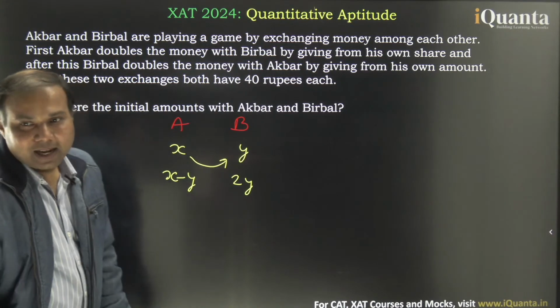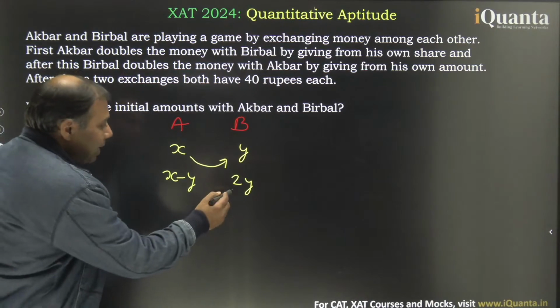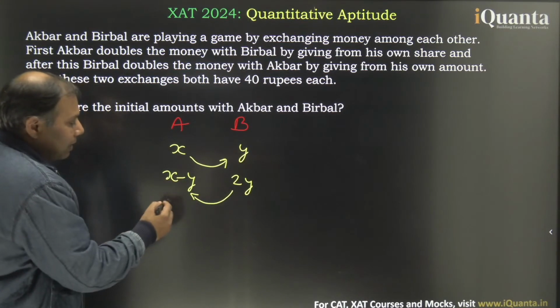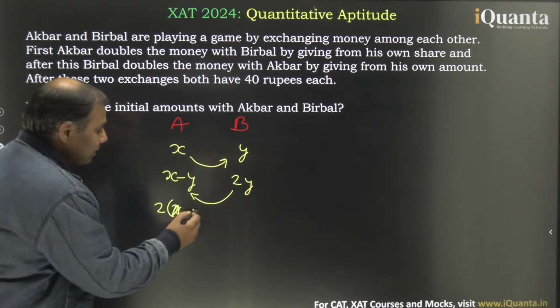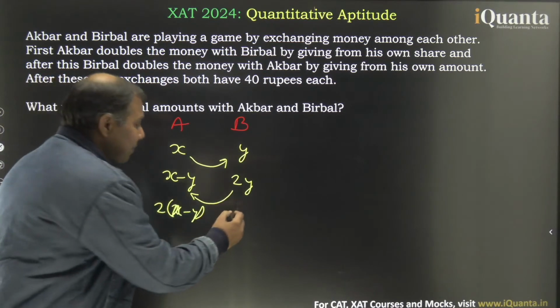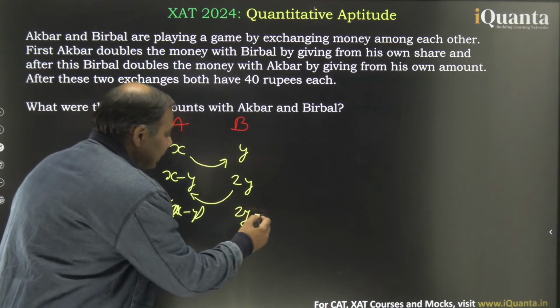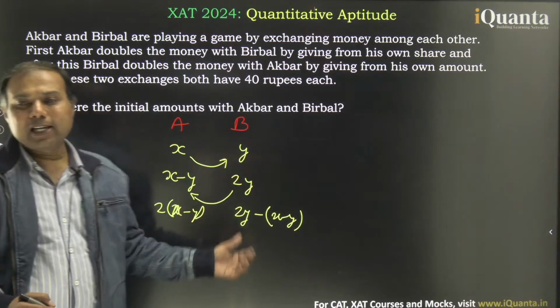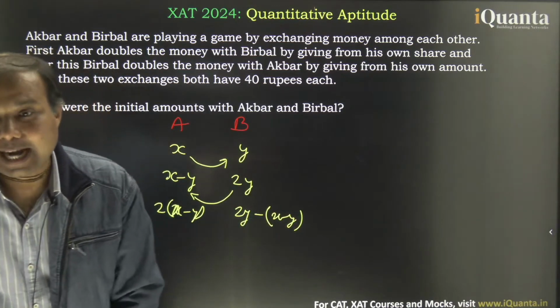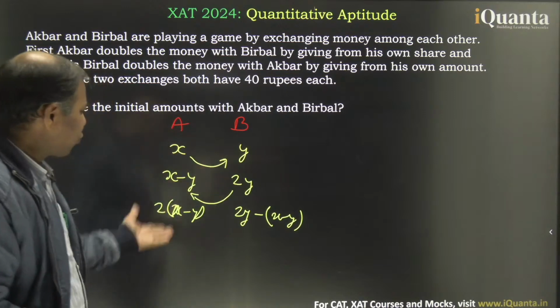Yes, exactly. And after that, when Birbal is doubling the amount of Akbar, the amount with Akbar must become 2 times x minus y. So x minus y needs to be subtracted from the other, so 2y minus (x minus y), and it is given that both of these amounts are equal and equal to 40. We can solve this. It will become lengthy. It's lengthy to solve this part.